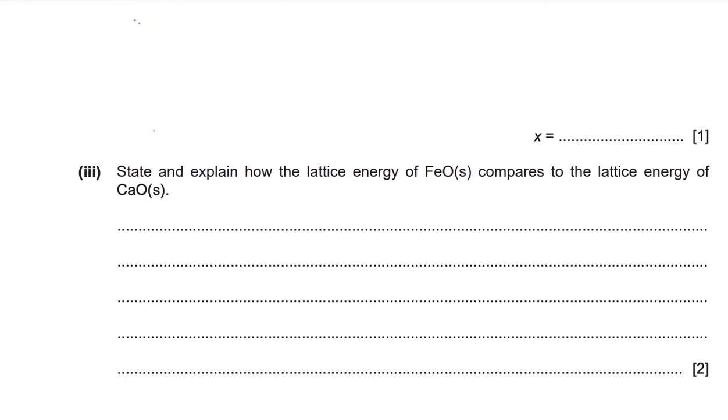So it says state and explain how the lattice energy compares. Okay, so lattice energy is dependent upon, let me tell you, it's directly proportional to charge and inversely proportional to size. Alright, so Fe plus 2 and Ca plus 2 have the same charge, so it only depends upon the size now. Okay, so which one has a larger size?